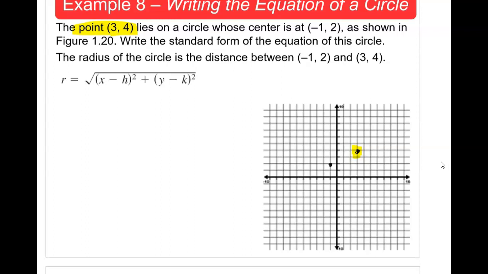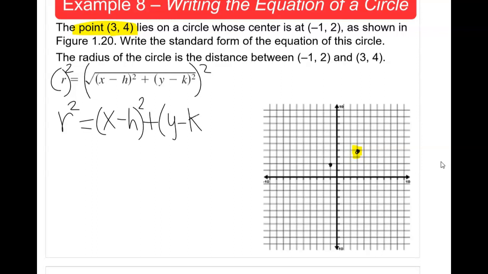So if we start with that equation, or we could just go ahead and get rid of that, make this r squared. So we will square both sides. So here we have r squared, and here we will just have x minus h squared plus y minus k squared. That would be the standard form of the equation of a circle. So to find the radius, we're going to use that distance formula. In fact, it will be the formula that we had here. r is equal to the square root of, I'm going to just go ahead and get rid of the square here.